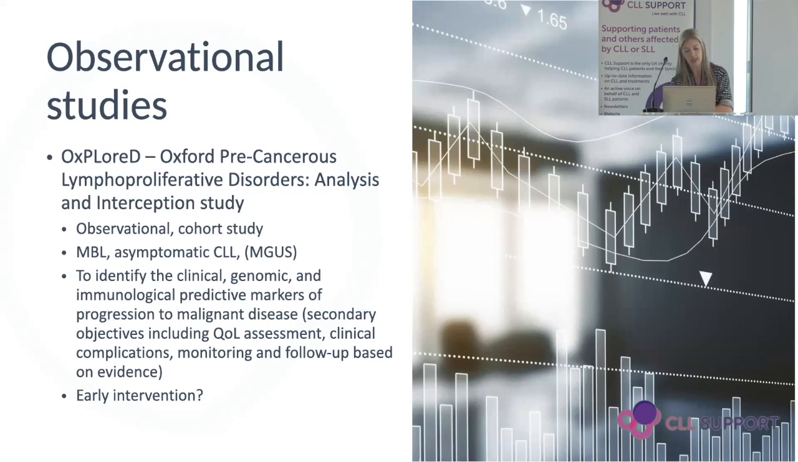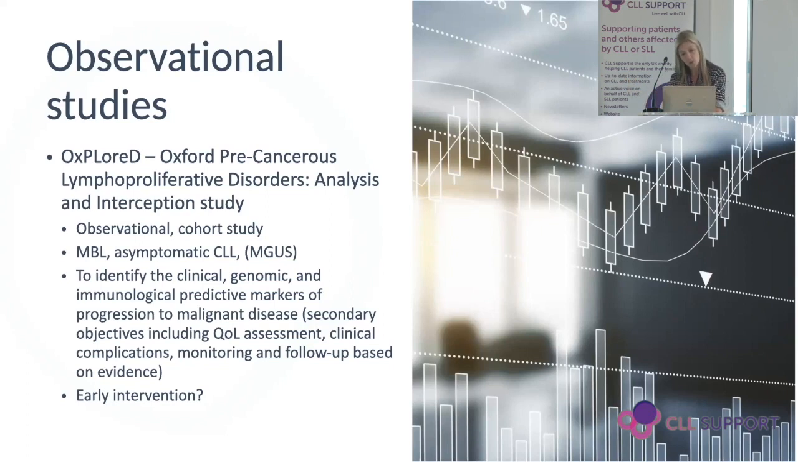So early stage CLL or monoclonal B lymphocytosis patients are monitored, they have some baseline blood tests and then monitored, and the aim of this trial is to see, are there factors that can give us an indication as to who is likely to progress, who is likely to have a more aggressive disease course, and develop CLL that requires treatment.